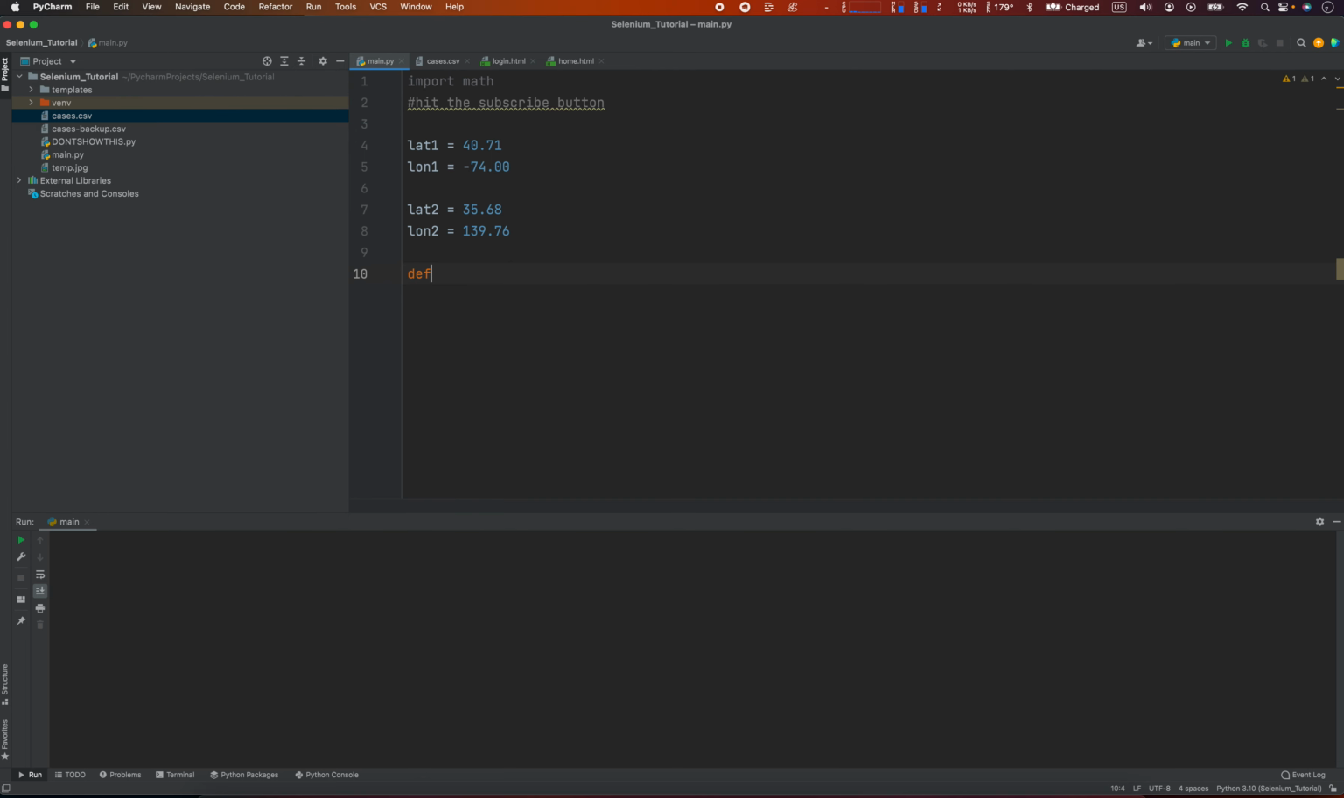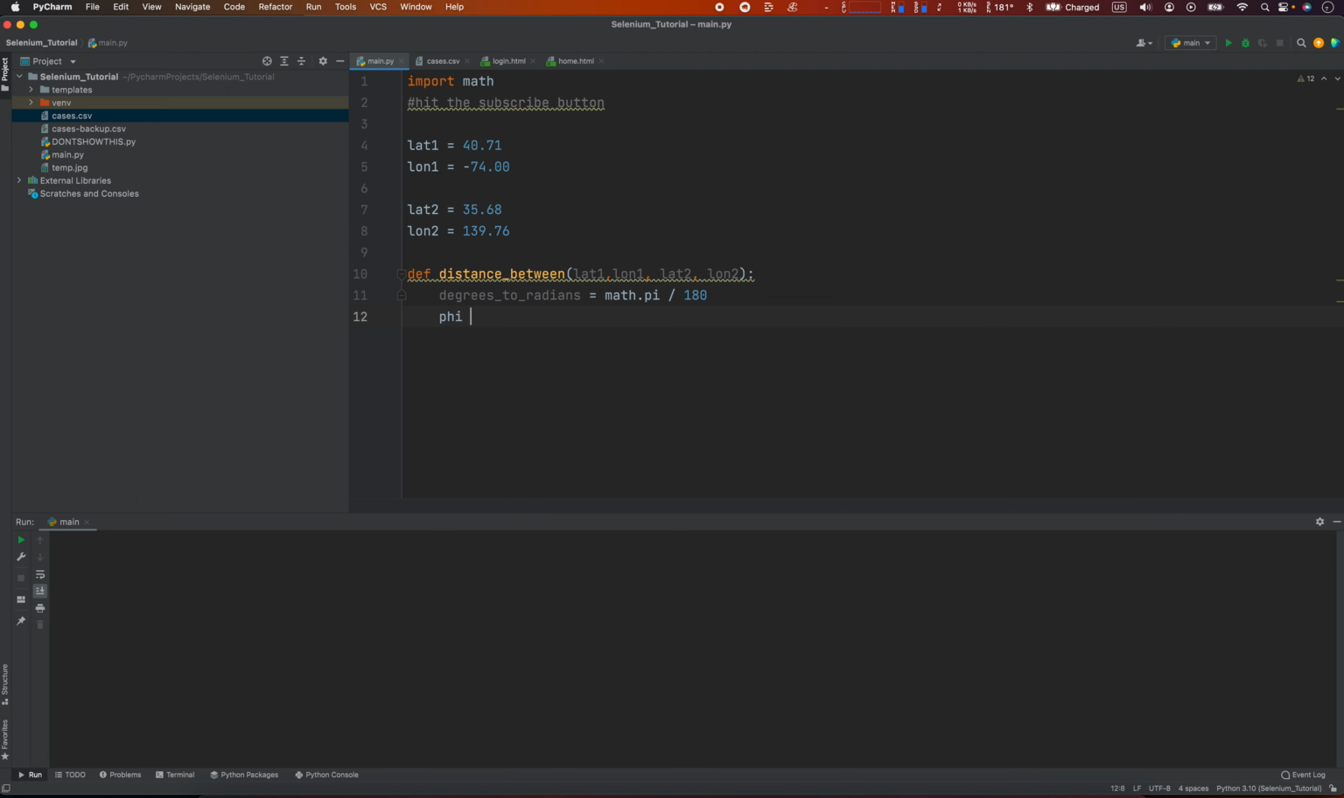We're going to start off by defining a function which is called distance_between, and then we'll do lat1, lon1, lat2, lon2, and that's going to accept degrees to radians, which is math.pi, I'm using the math library here, divided by 180.